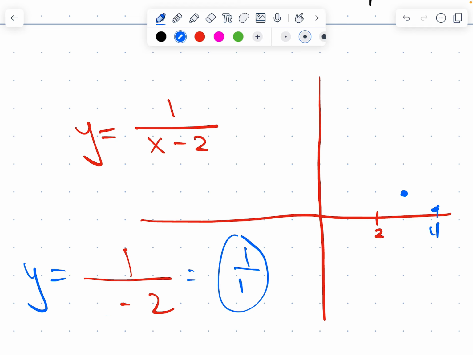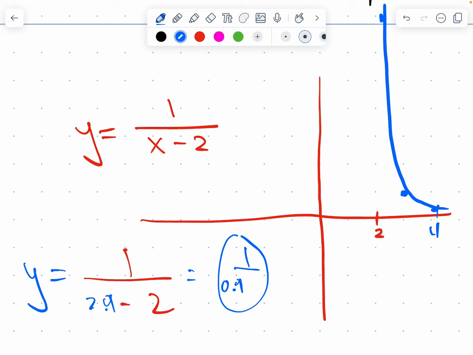What if I do 2.1? 2.1 minus 2 is 0.1. 1 divided by 0.1 is actually 10. When you divide by something small, you get a really big number. And so you end up getting this, and it goes all the way up there to 10. If I did 2.01, then I get 100. And you can see I can get as high as I want by getting as close as I want to 2. The closer I get, the higher I get.